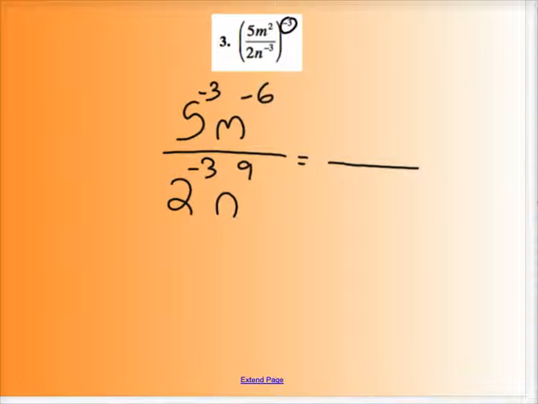So now we have a lot of flip-flopping to do, okay? Because that 2 to the negative 3, that's going to end up upstairs. We have to flip-flop its location because of that negative exponent.